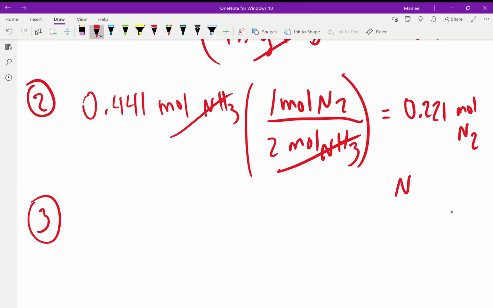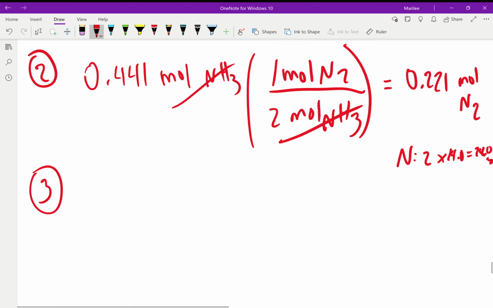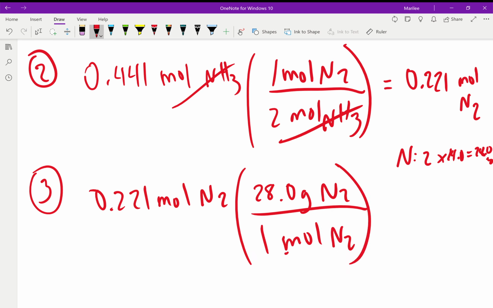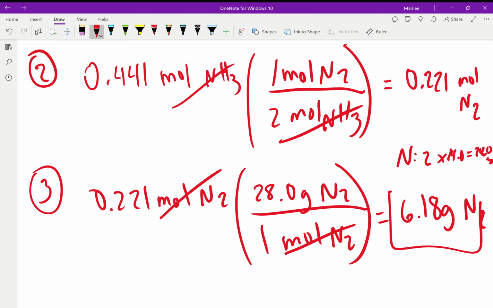N2 is 2 times 14.0, that'll give us 28.0 grams. So 0.221 moles of N2. We'll use our conversion factor, which is 28.0 grams of N2 per 1 mole of N2. The moles will cancel out, and that'll give us our final answer, which is 6.18 grams of N2. And that's the answer.